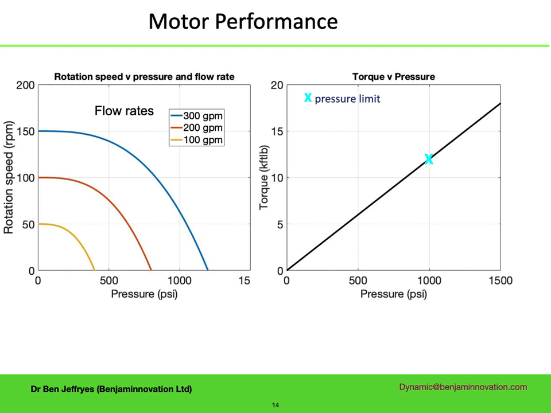A starting point in choosing a motor would be, what is the highest torque the bit might see in a transient, and how much pressure might that generate? Say that for the rate of penetration and bit we want, the maximum transient bit torque will be about 12 kilofoot-pounds, giving a pressure across the motor of 1000 psi, which is acceptable for the surface system. Checking on the rotation curves on the left, with the planned flow rate of 300 gallons per minute, although the motor will slow during the transients, it won't stop.